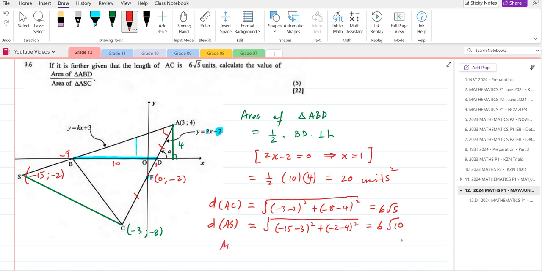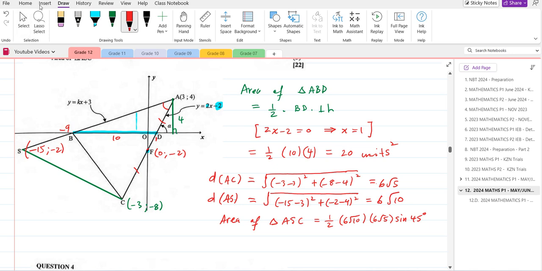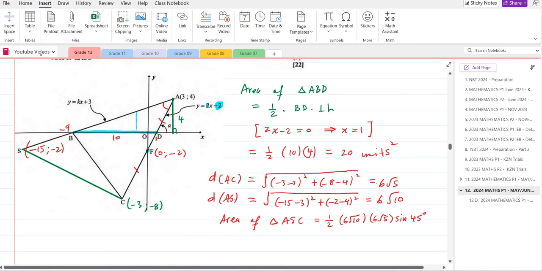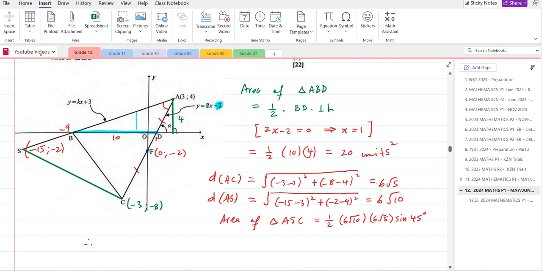And now the area of triangle ASC. Area of triangle ASC is equal to half, AS is 6 root 10, and AC, which is 6 root 5, sine 45, right? And we know sine 45 is a special angle, which is 1 over root 2, but we're not going to do that. We're just going to take the ratio. Therefore, ratio of the area, okay, let's work out this area here, insert form.